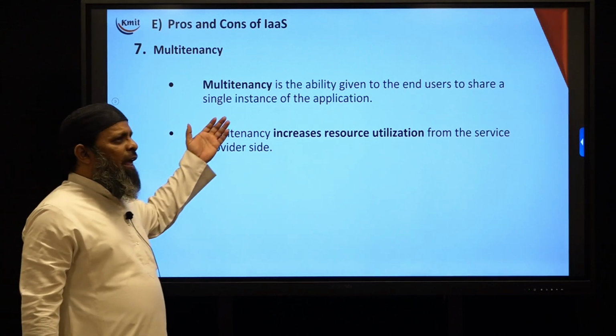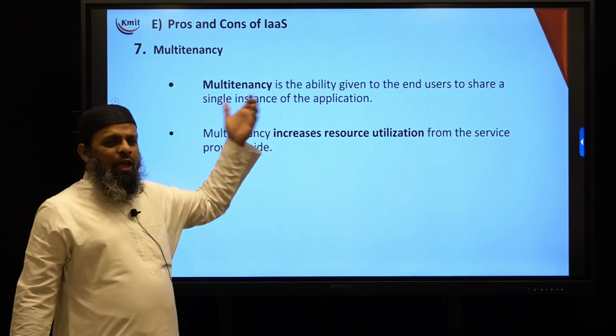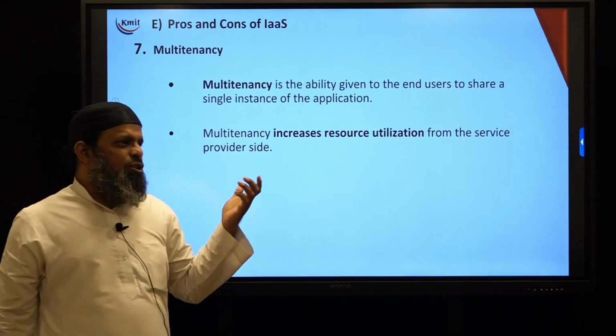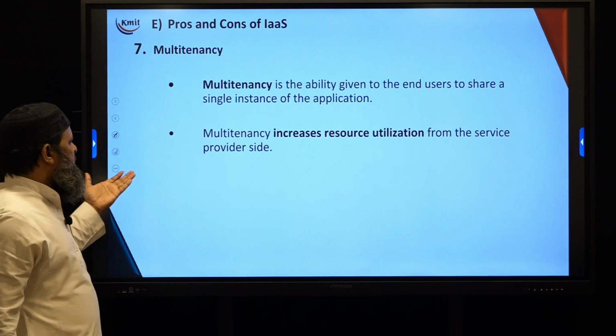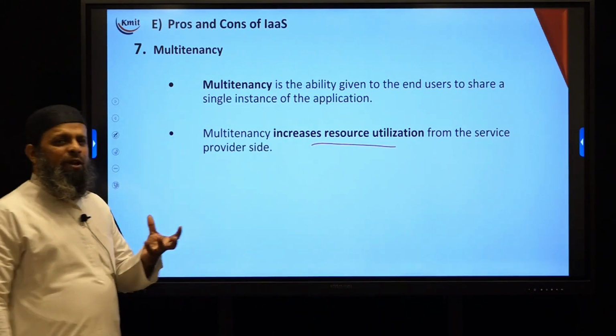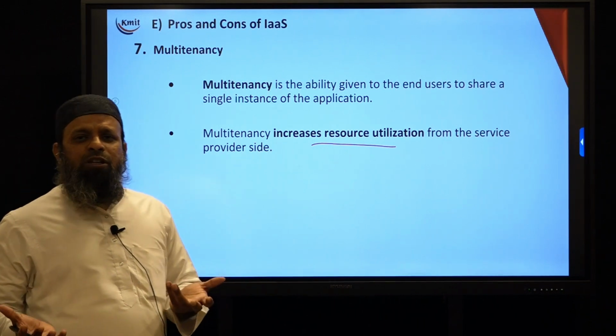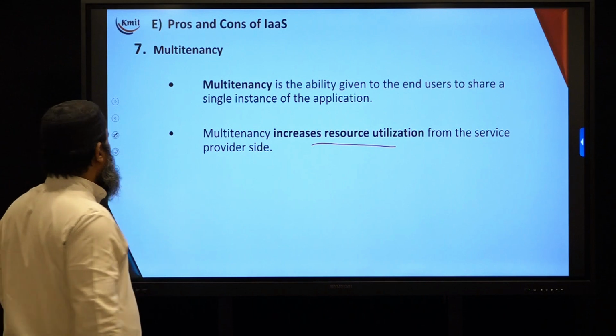Multi-tenancy is nothing but the ability of end users to share a single instance of the application. Many users can use the single application, so that is one more advantage. It increases resource utilization. So one application or one server can be used by many people. So this is what multi-tenancy is, and that is the advantage with SaaS.